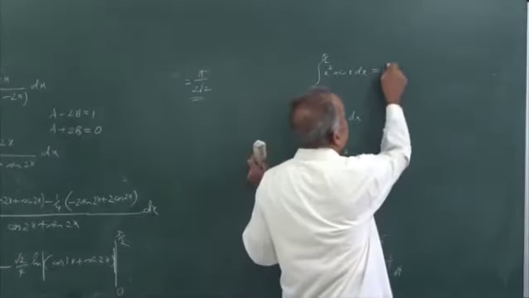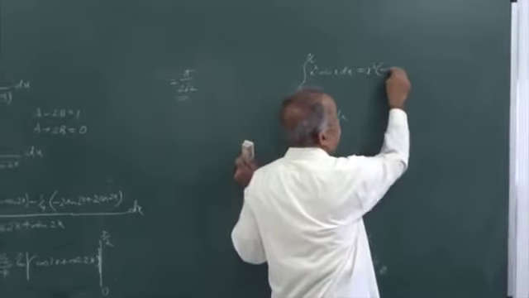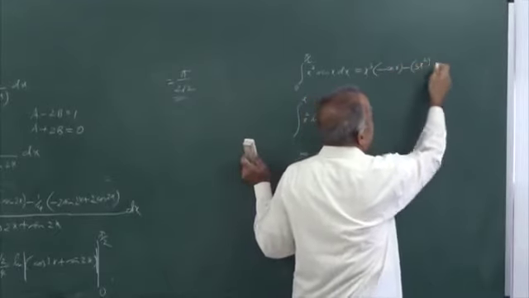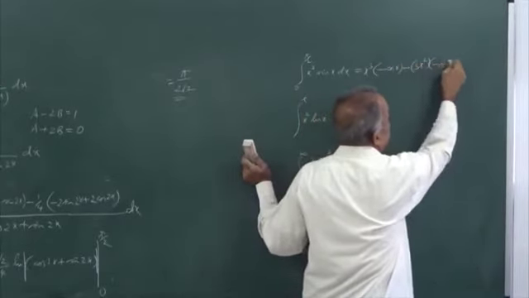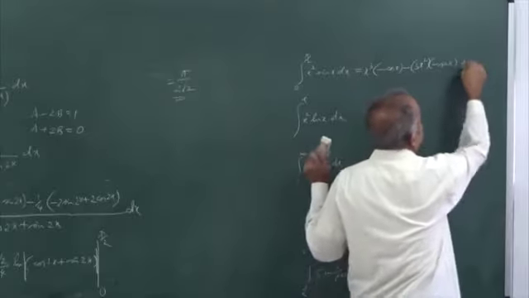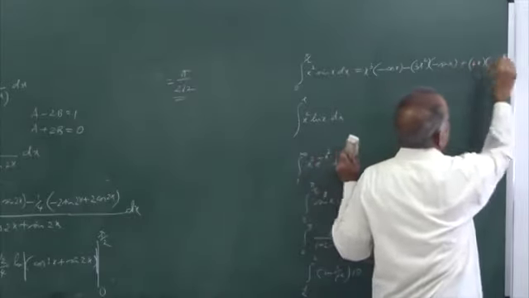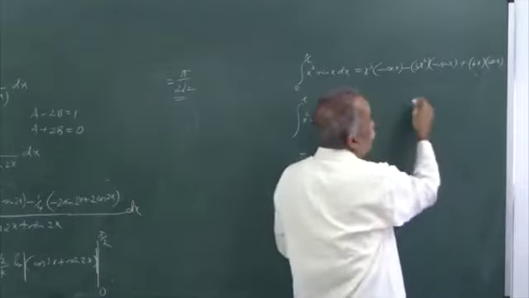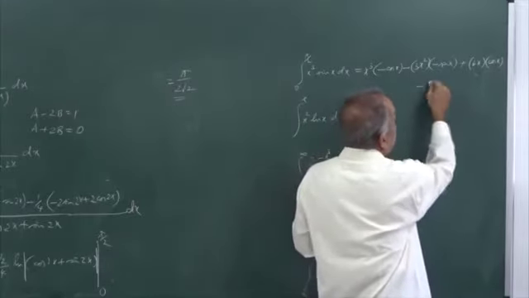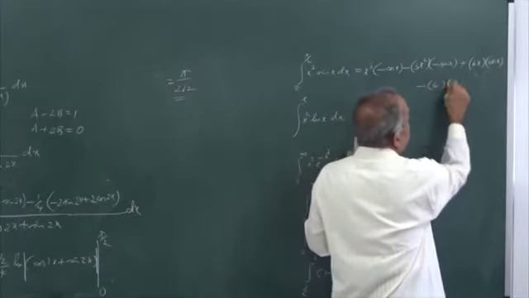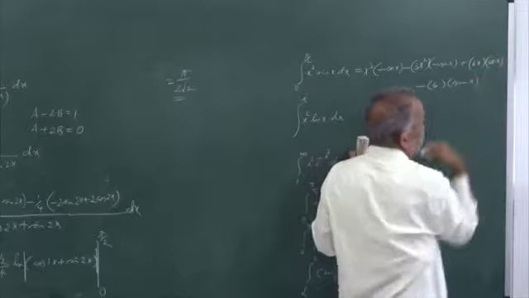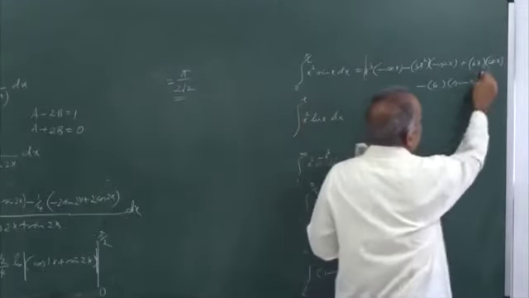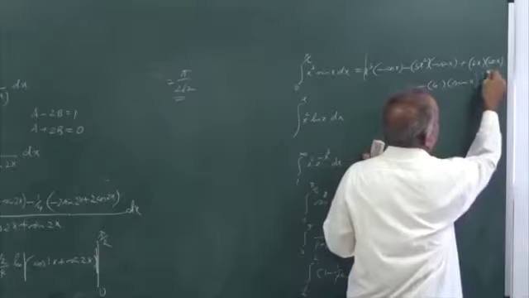First function into integral of the second, minus cos x, minus derivative of first into integral second, minus sin x, plus derivative of first into integral second, cos x. If I go wrong anywhere, correct me. Minus derivative of first into integral second, sin x. Integration is finished and this is to be evaluated between the limits 0 and pi by 2.